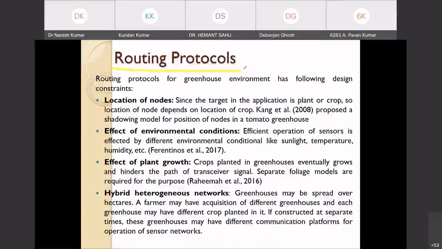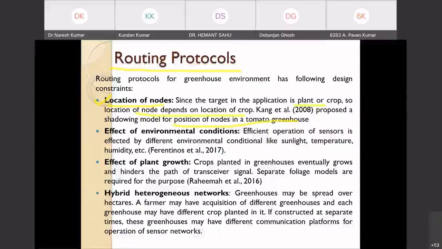One is the location of the nodes, and these are some of the parameters, the environments, that affect the design of the routing protocol. One is the location of the node. Since the target of the application is the plant or crop, the location of the node depends on the location of the crop. So that work proposed a shadowing model for positioning of nodes in a tomato greenhouse.